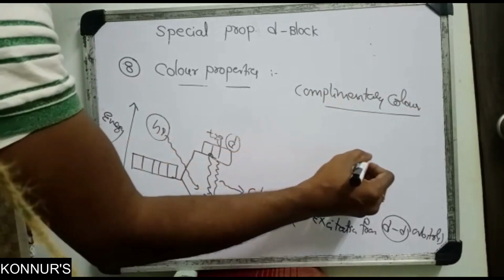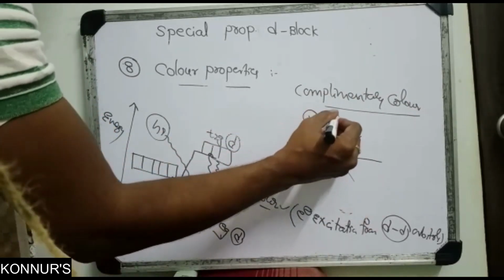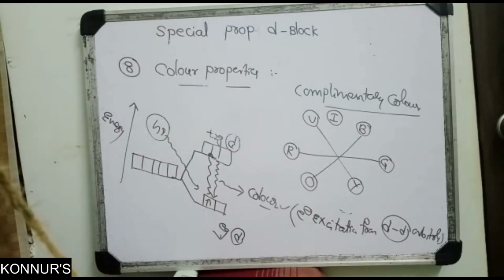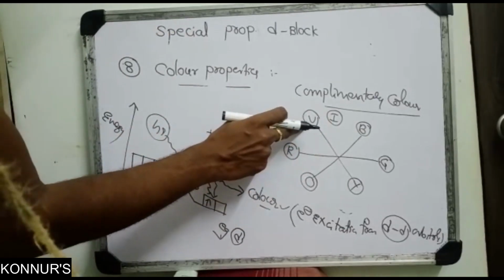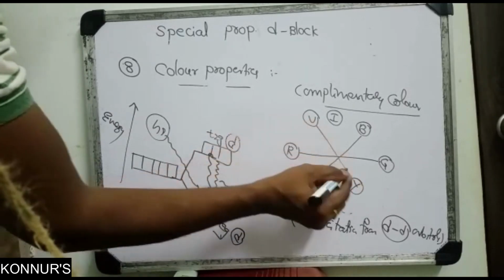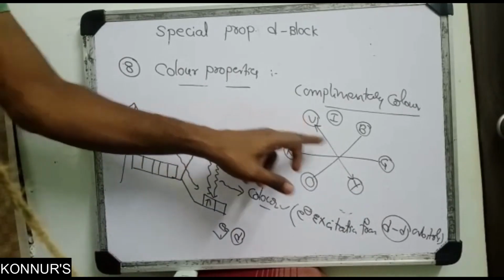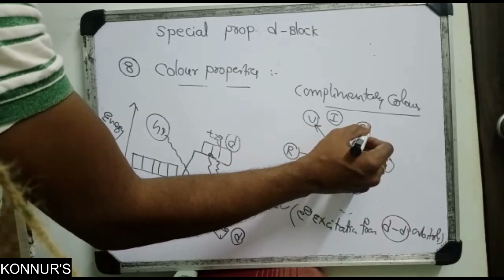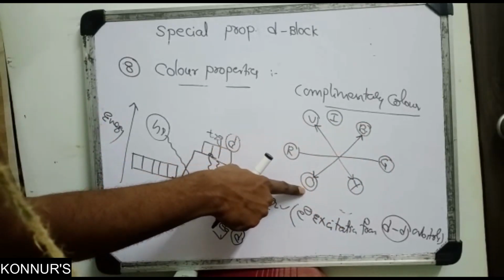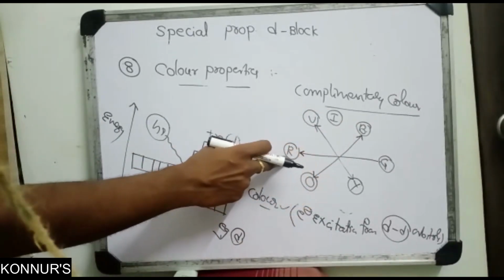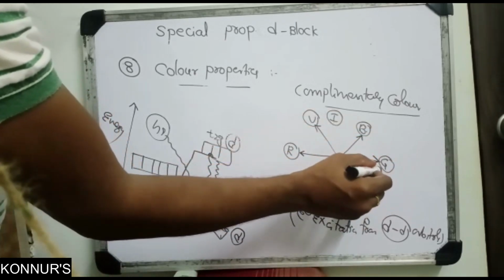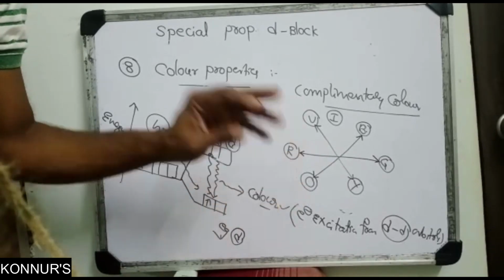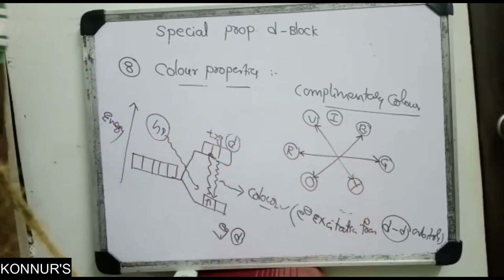Suppose you take our VIBGYOR: violet, indigo, and so on. If the substance is absorbing violet color, the outcoming is yellow. If yellow is absorbed, the outcoming is violet. That means when the highest energy is absorbed, the lowest energy comes outside, and if the lowest energy is absorbed, the highest energy comes outside. If a substance absorbs blue, the outcoming is orange. If it absorbs orange, the outcoming is blue. If it absorbs red, the outcoming is green. If it absorbs green, the outcoming is red. So this is complementary. This is important in examinations: if a substance absorbs red color, which color is ejected? That is green.